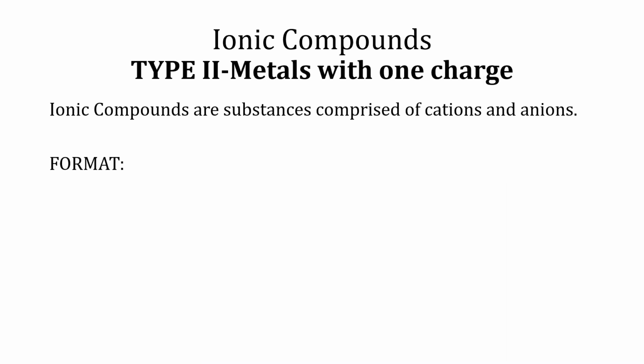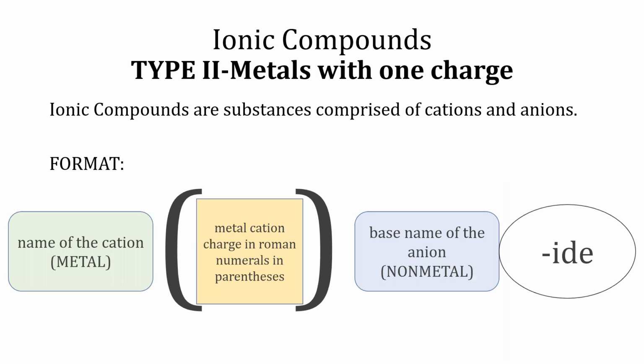For type 2 ionic compounds, these compounds involve metals with at least two known charges. Naming these compounds is as follows: name of the metal cation along with the metal cation's charge in Roman numerals in parentheses, followed by the base name of the nonmetal anion plus the suffix -ide.